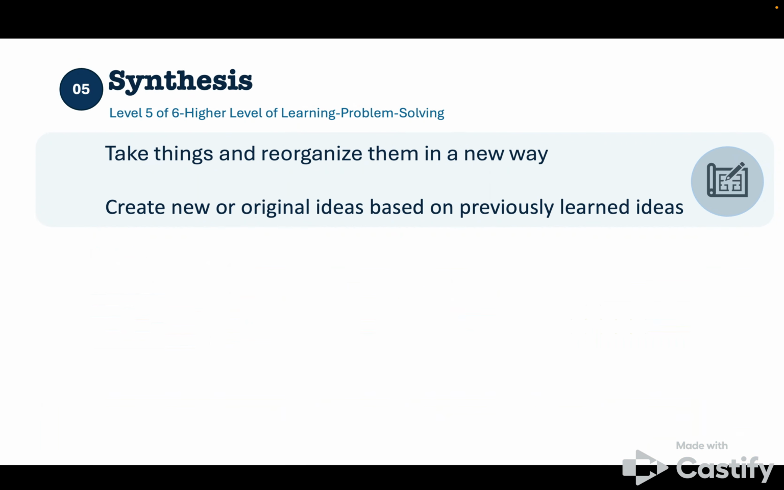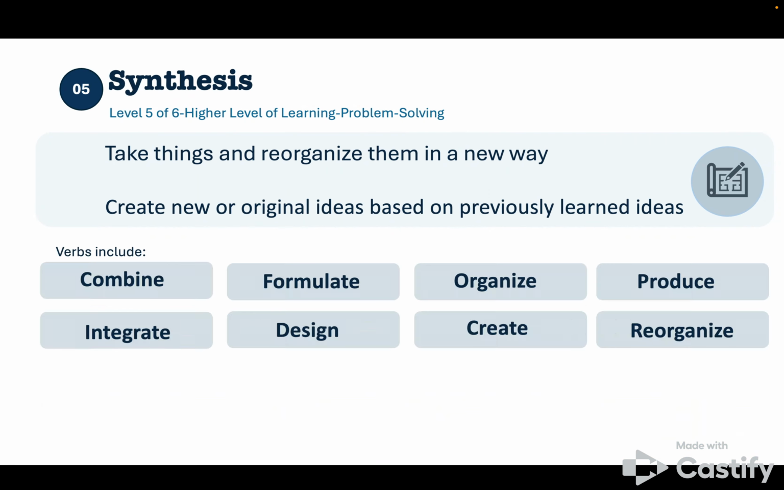Level number 5 is the synthesis level. Students create new ideas by reorganizing what they already know in a new way, or they create new or original concepts based on previous ideas. The emphasis here is always on learner creativity. The verbs include combine, formulate, organize, produce, integrate, design, create, and reorganize.